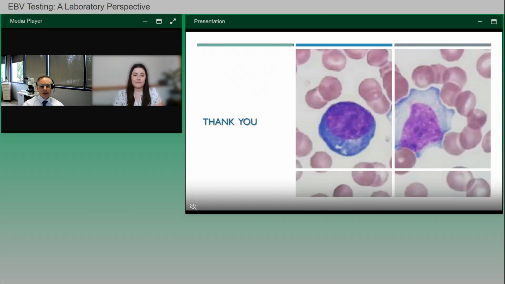So the Monospot isn't even an option for young kids or babies. And it's the EBV-specific antibody panel that's recommended for pediatric patients if they need testing. Yes.